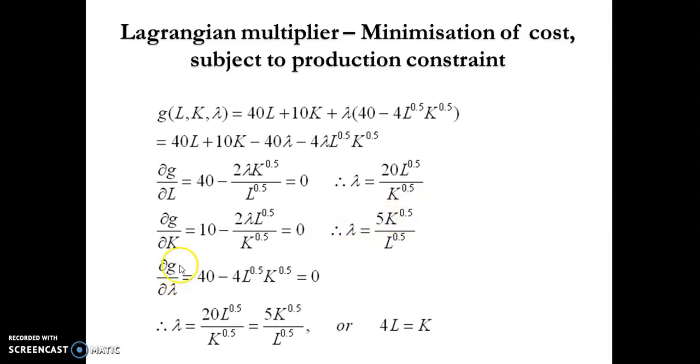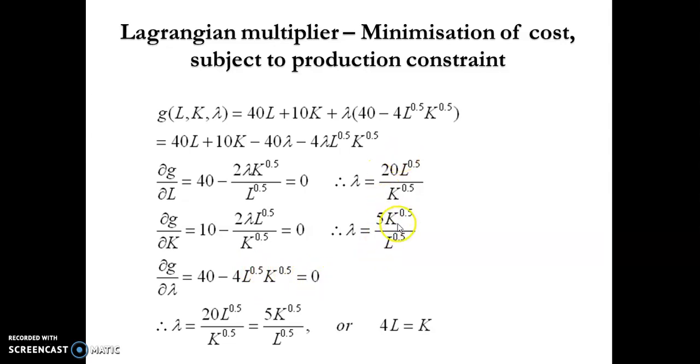And then lastly, your partial derivative with respect to lambda, treating L and K as constant, what you end up with, please remember, you essentially end up with the constraint, right? So if you were to differentiate this, get your partial derivative with respect to lambda, you are going to end up with 40 minus 4L to the power of a half, K to the power of a half, and you set it equal to 0.